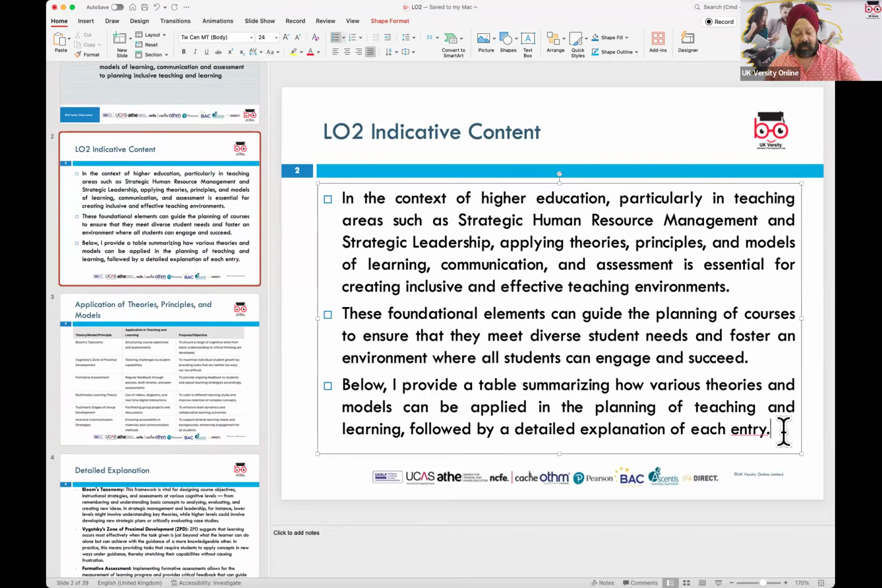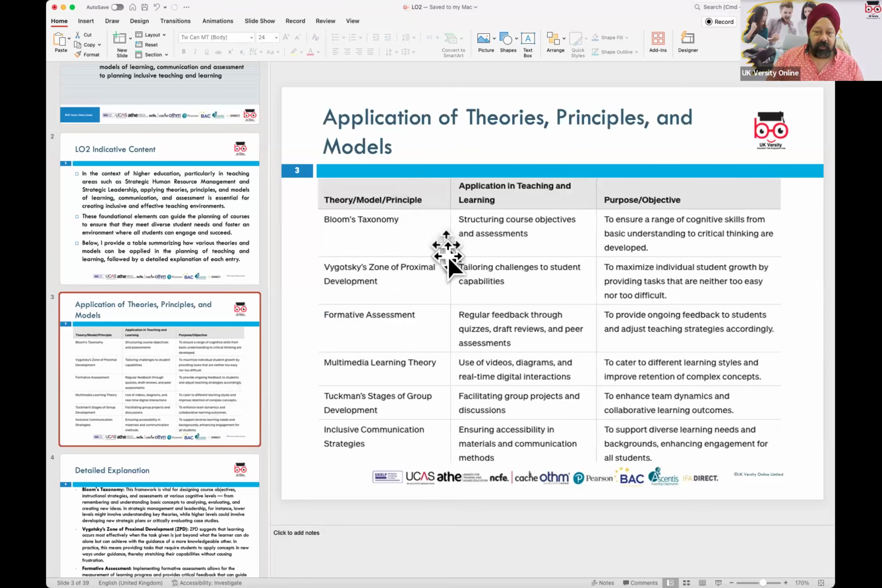And within that, it encompasses HRM, leadership, and management as a subject or area or a discipline. And within that, some examples have been taken. Now, these are the theories that we are going to apply as far as learning outcome 2 is concerned and its assessment criteria. So we're looking at application of theories, principles, and models. And these are the ones that I see: 2.1, 2.2, 2.3, 2.4, 2.5, and they tend to apply across the 5 assessment criteria that we have.